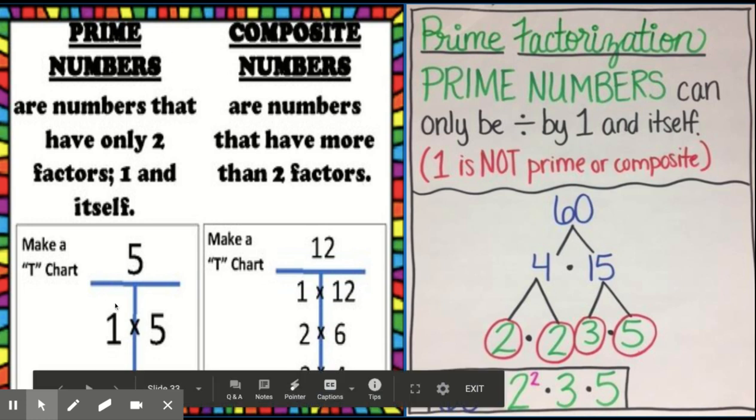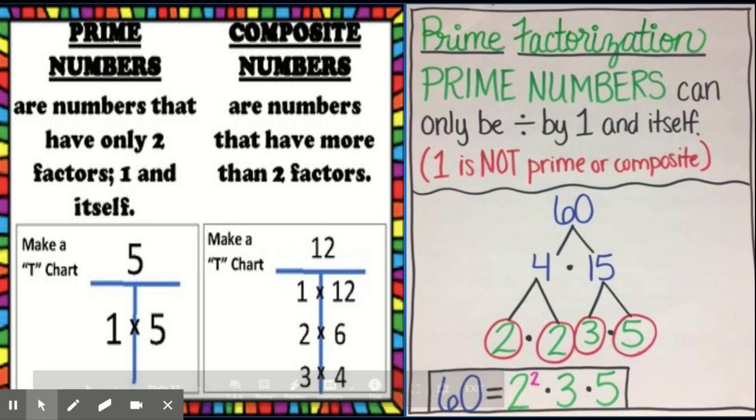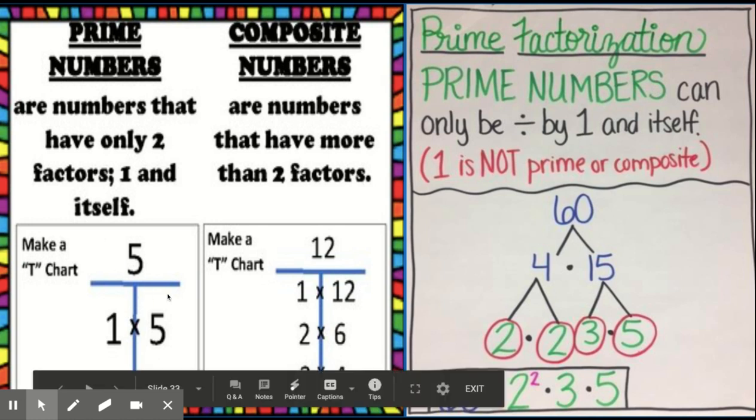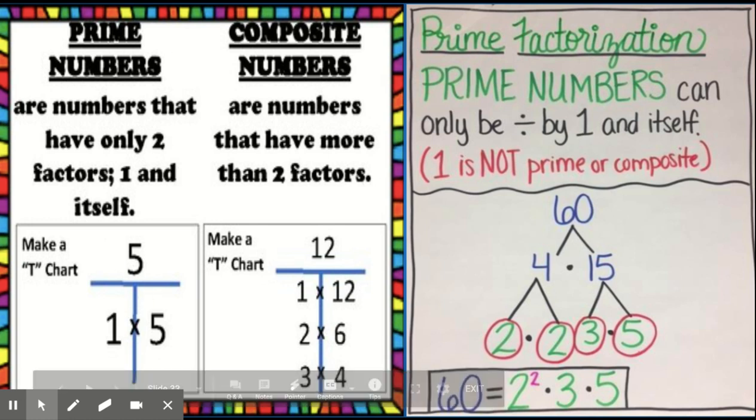Now, the number 1 is not prime, and it's not composite. Number 1 is neither. It does not fall in that category, neither does number 0. Because number 1 is 1 times 1, and that's kind of redundant. You can't really do that. So it doesn't fall in that category of prime, which means it has 1 times another number. So 1 is not prime or composite.